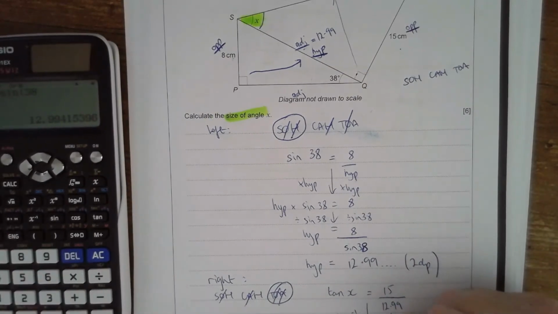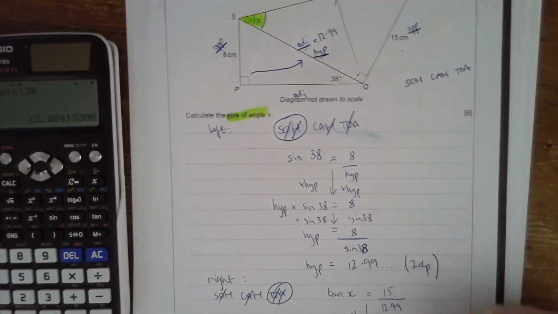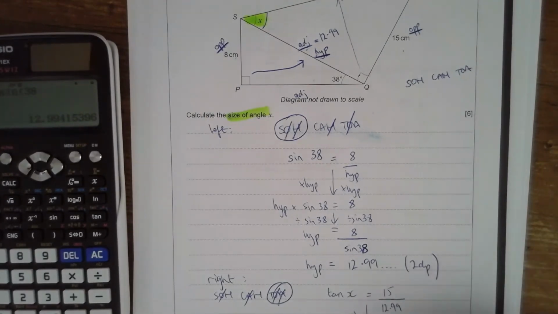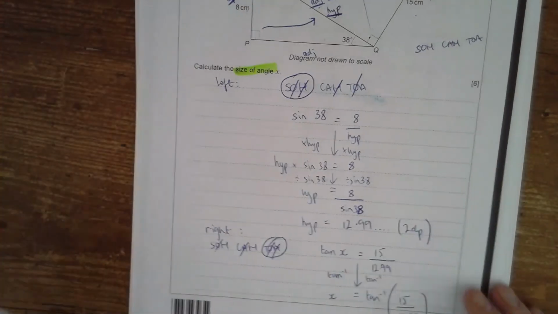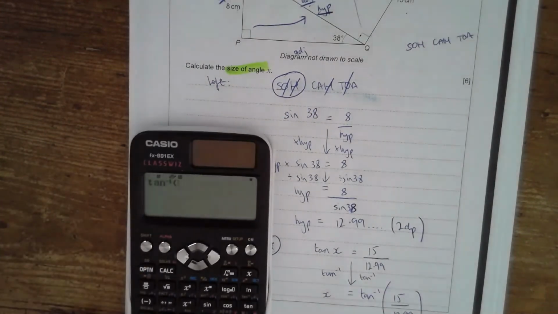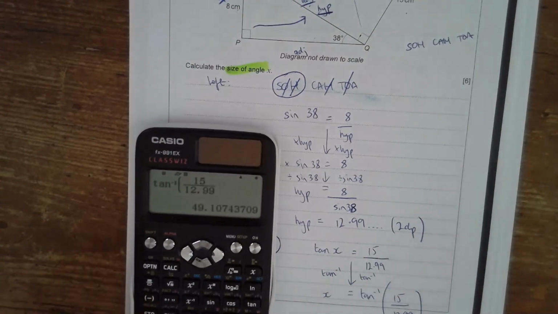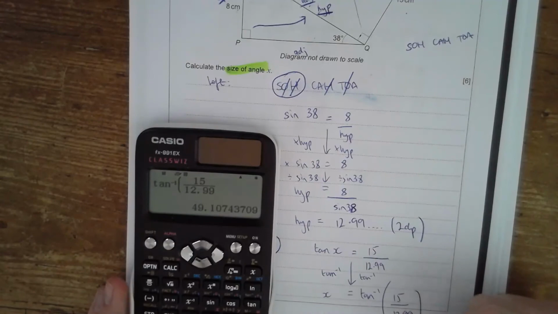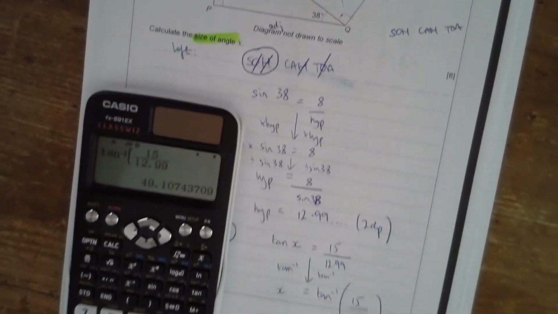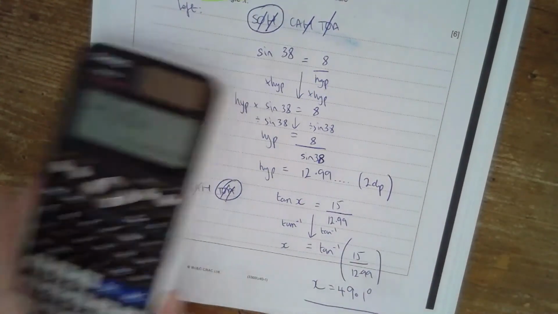So into my calculator, I'm going to put shift tan and then 15 over 12.99. That will tell me what the angle is. Shift tan 15 over 12.99, press equals, and I get the angle is 41. No, it's not, I lied. It's 49.1. Just make sure you can see: 49.1 degrees.